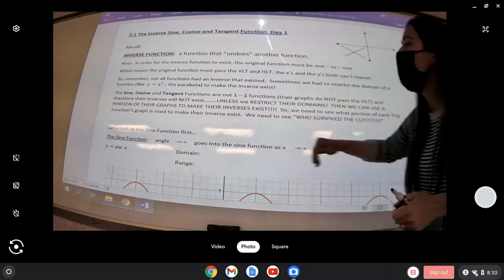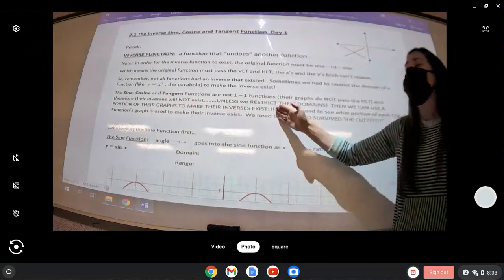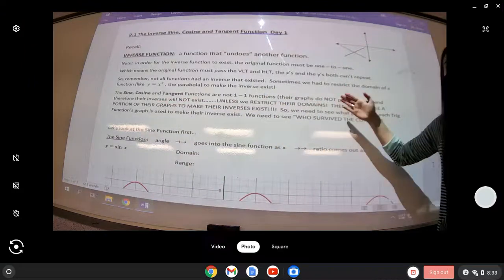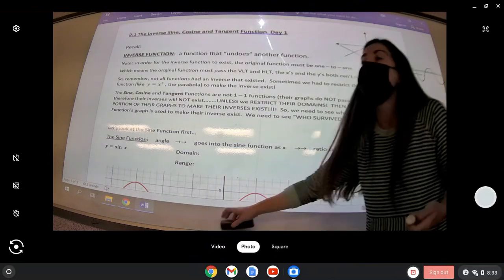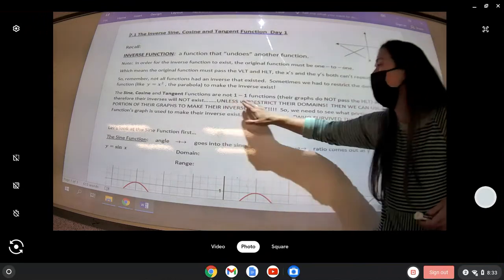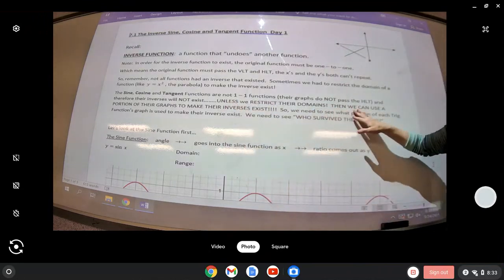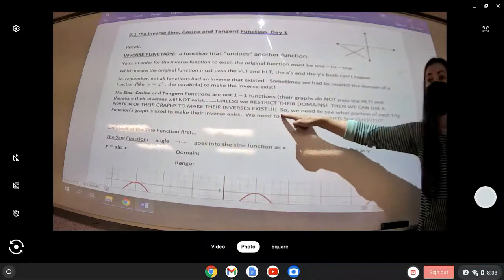All right, so the sine, the cosine, and the tangent functions, guys, they're not 1-to-1 functions. Their graphs don't pass the HLT. I mean, think of the sine curve, right? It just keeps repeating. It's not going to pass the HLT. Its y-coordinates repeat all the time. So it should not have an inverse, okay? But unless we restrict their domains, then we can use a portion of their graphs to make their inverses exist.